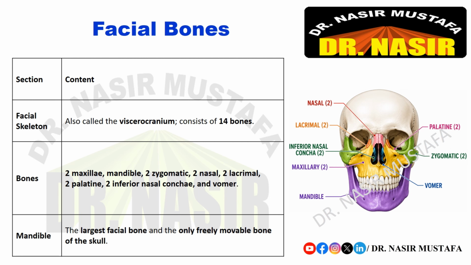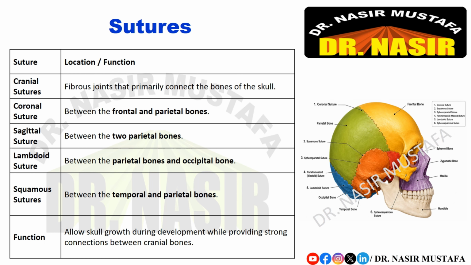Facial bones. The facial skeleton or visceral cranium consists of 14 bones. These include 2 maxillae, mandible, 2 zygomatic bones, 2 nasal bones, 2 lacrimal bones, 2 palatine bones, 2 inferior nasal conchae, vomer. The mandible is particularly important because it is the largest facial bone and the only freely movable bone of the skull.